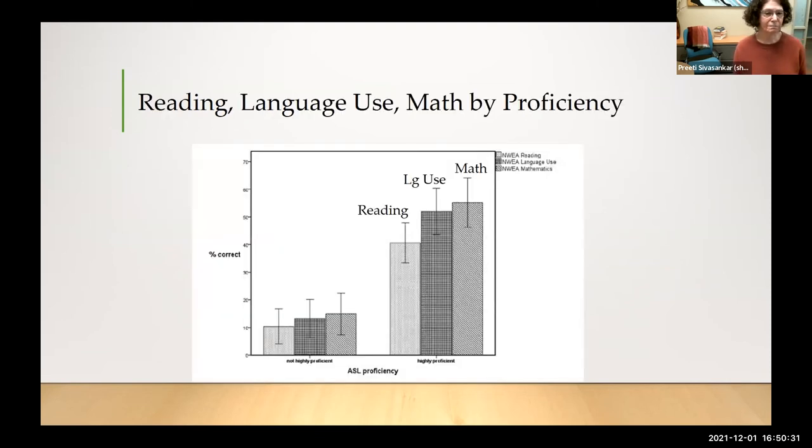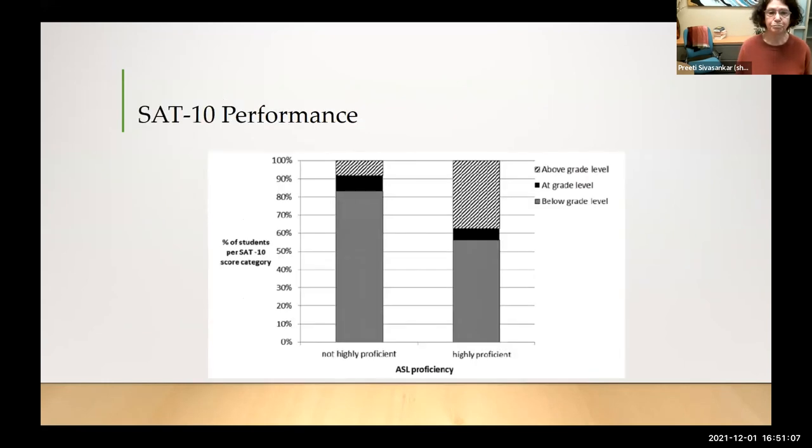Here's a picture. On the left, not highly proficient. On the right, the highly proficient. This is the NWEA Northwest Evaluation Association's tests of reading, language use, and math. And the scale there, percent correct, if you can't see that, the top number is 70%. So we're looking at anywhere from 40 to 65%, or 60% maybe, with the highly proficient, which is not great, but it's a whole lot better than the group that is not proficient in ASL.